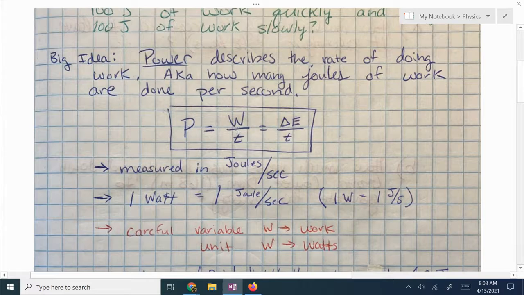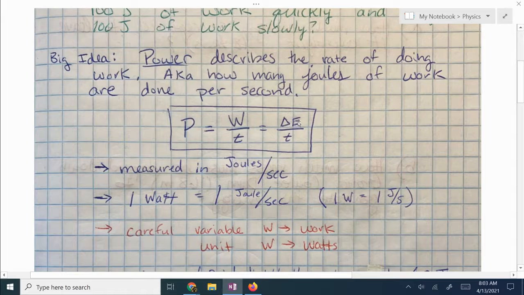Work again is the kind of task that you accomplish: lifting something up, speeding something up, stretching a spring, something like that. And then you just divide that by the time, t, the amount of time that it takes to do that. Keep in mind that work is also energy.